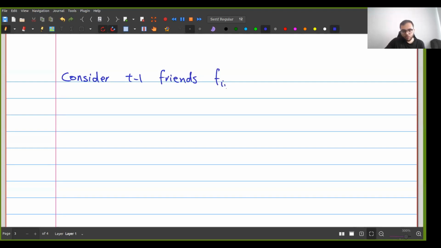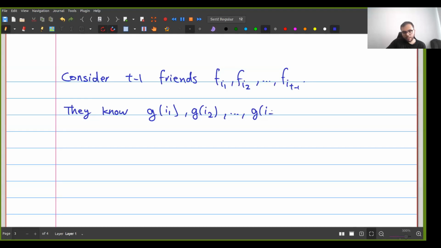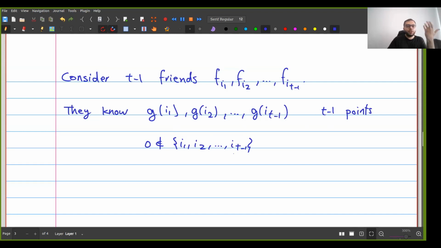And let's say again, this is Fi1, Fi2 to Fi(T minus 1). What do they know? They know the value of the polynomial G at T minus 1 points. So they know G(I1), G(I2) to G(I(T minus 1)). So they know G at T minus 1 points. And none of these points are point 0, right? So I know that 0 is not in the set I1, I2 to I(T minus 1). Because my friends were numbered from 1 to n, and friend I got G(I). No one got G(0). So I'm pretty sure that they don't know G(0).